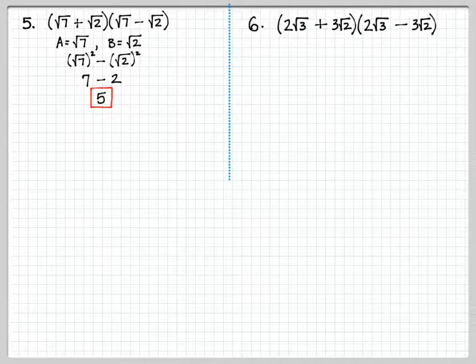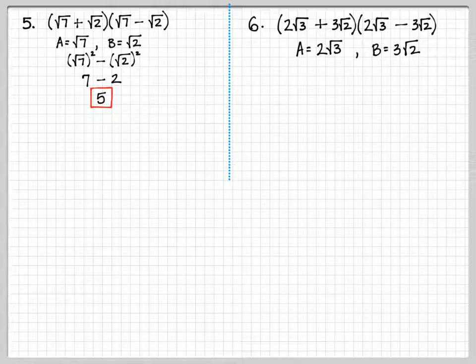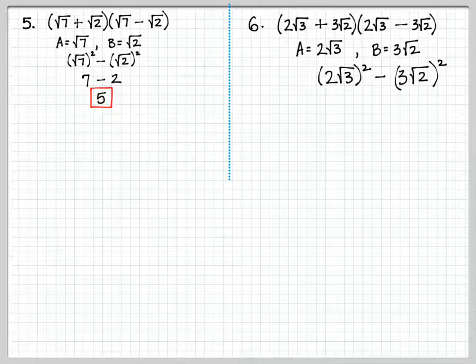In number 6, I've got another pair of conjugates, where a is 2 root 3, and b is 3 root 2. So I write that it's a squared minus b squared, and now I have to square them. But remember that that square distributes. So that's not just the radical 3 that's being squared. It's 2 squared, which is 4, and square root of 3 squared, which would be 3.